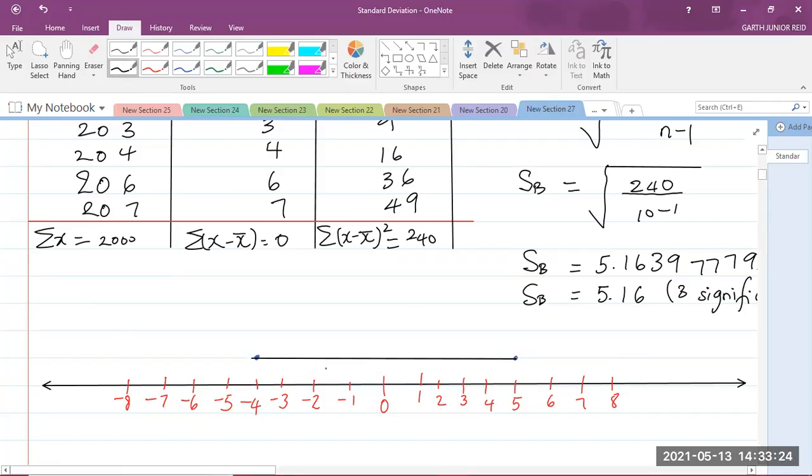Okay, good. Now, x minus x bar is what we call the deviation. So the deviation for machine A ranges from -4 to 5. I'm going to write here, in a different color, deviation of machine A. That's the deviation of machine A.